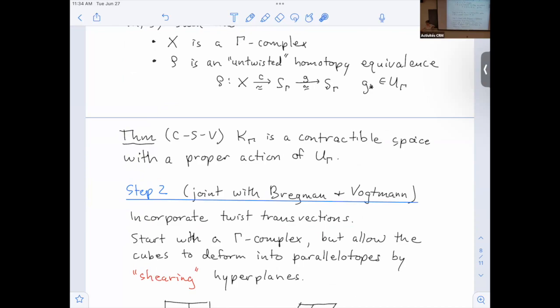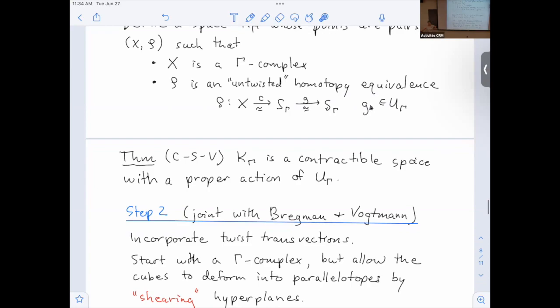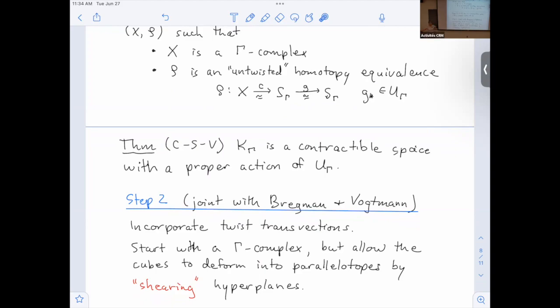Okay. So that was kind of step one. It was just doing untwisted. But as I said, the untwisted part kind of acts like the free group stuff. And the question was, what do we do with the twists? And that's the challenge, okay?